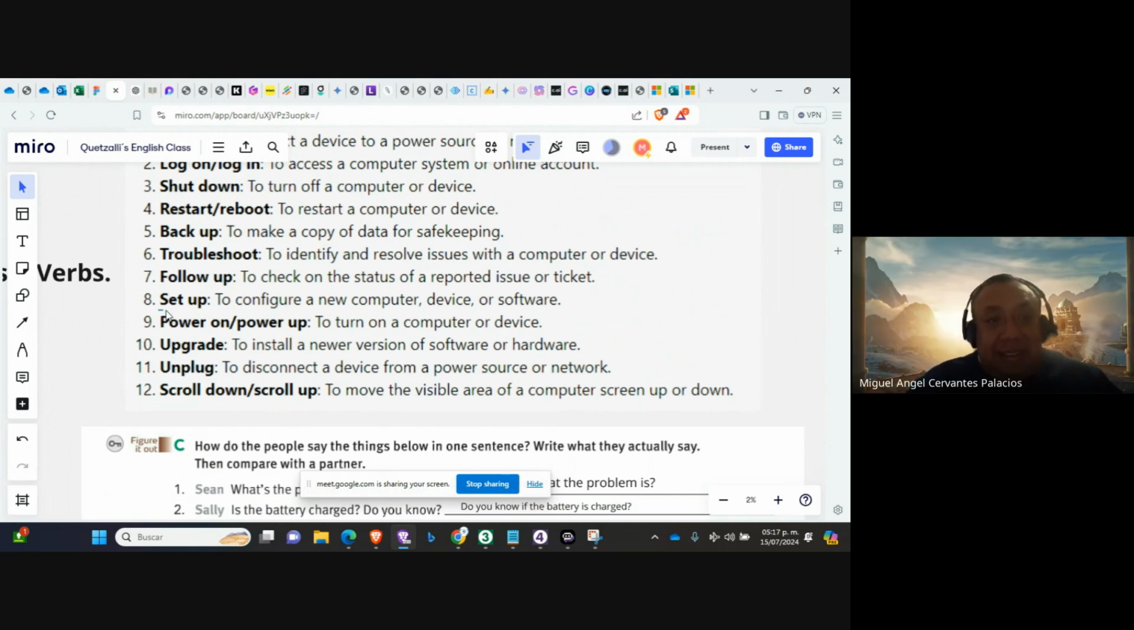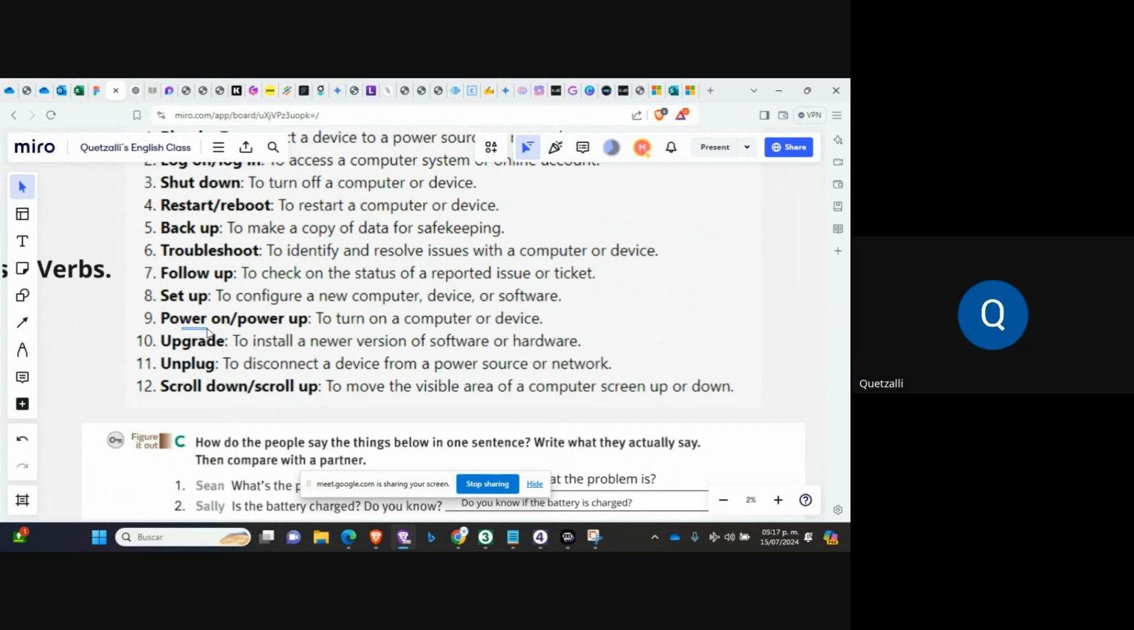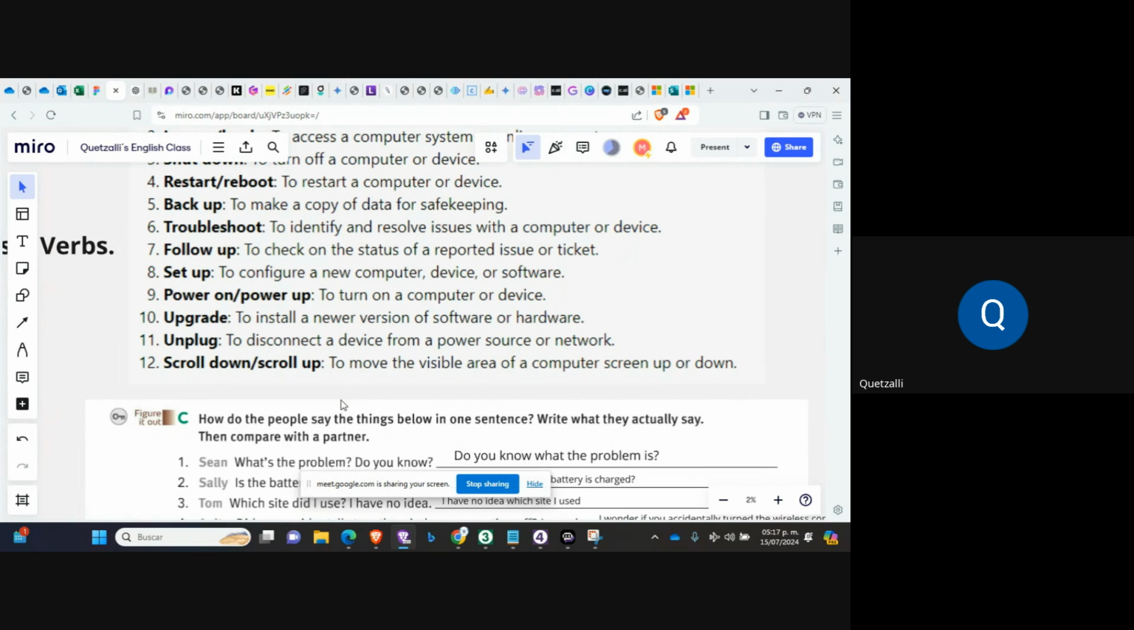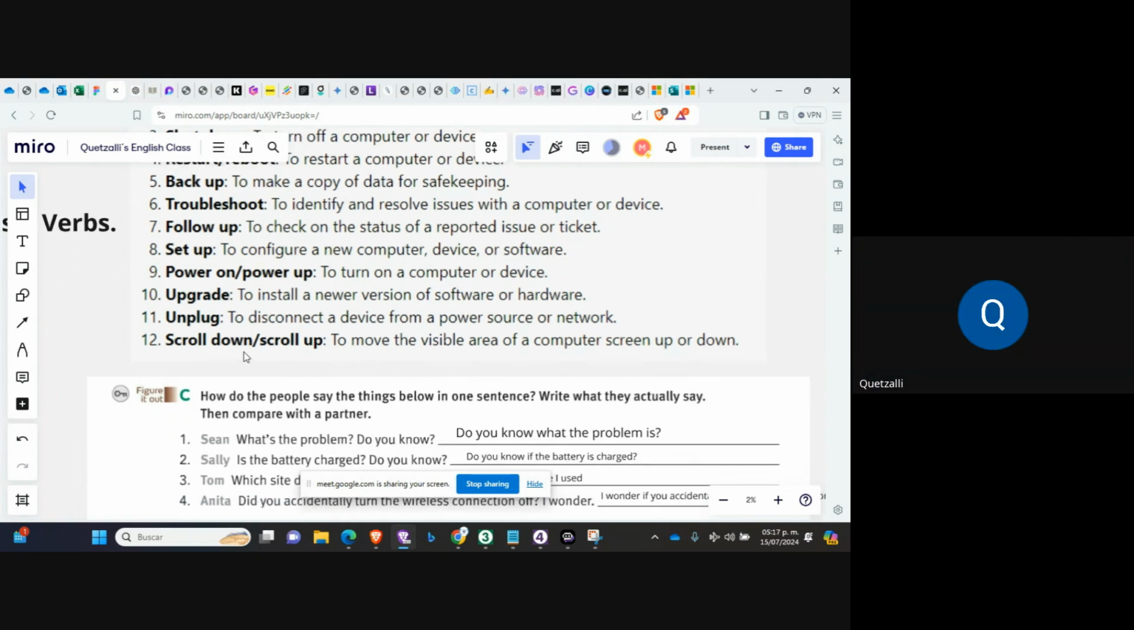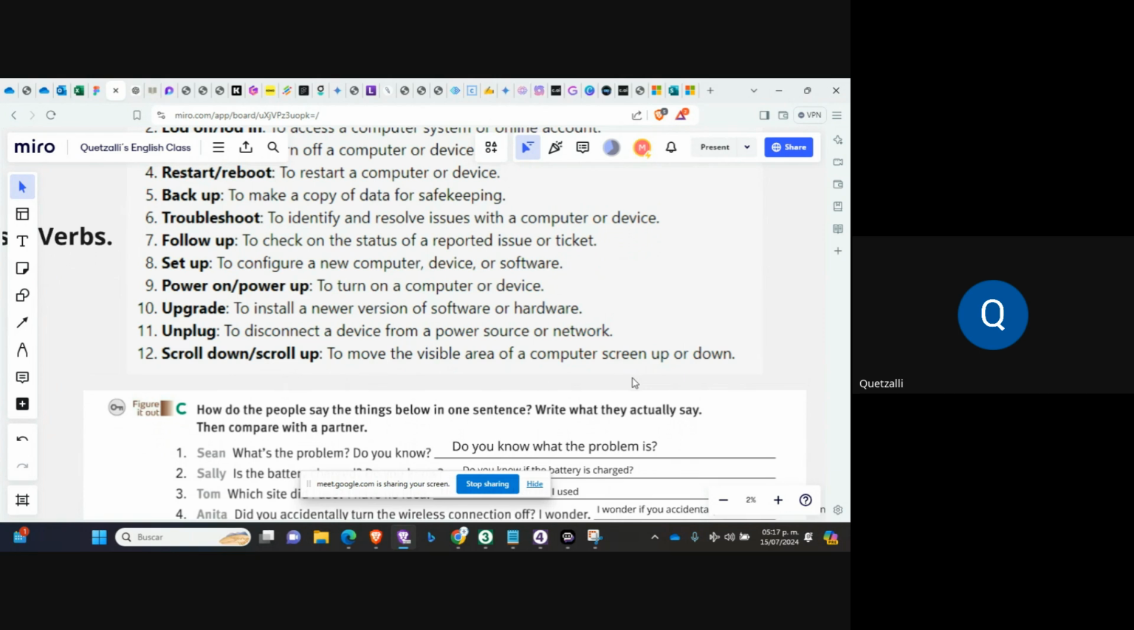Very good. Set up, to configure a new computer device or software. Good. Power on, power up, to turn on a computer or device. Good. Upgrade, to install a newer version of software or hardware. Good. Unplug, to disconnect a device from a power source or network. Okay. Scroll down, scroll up, to move the visible area of a computer screen up or down.